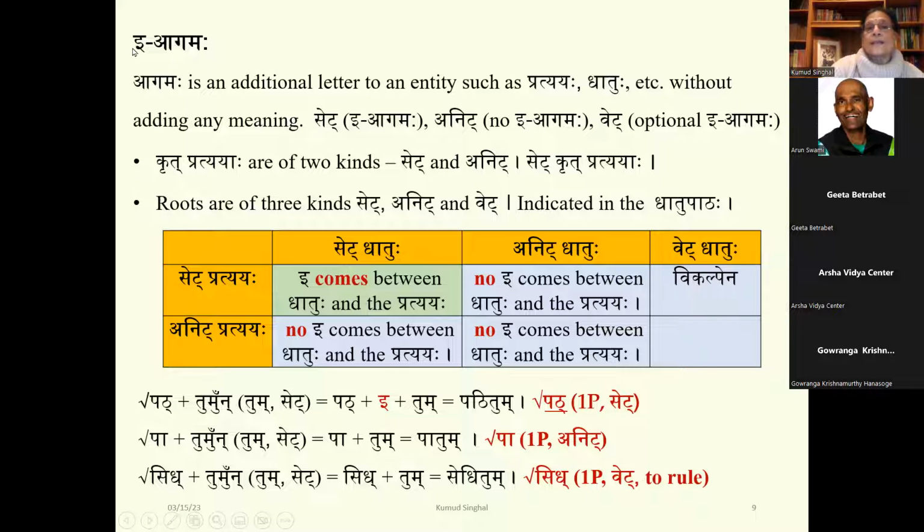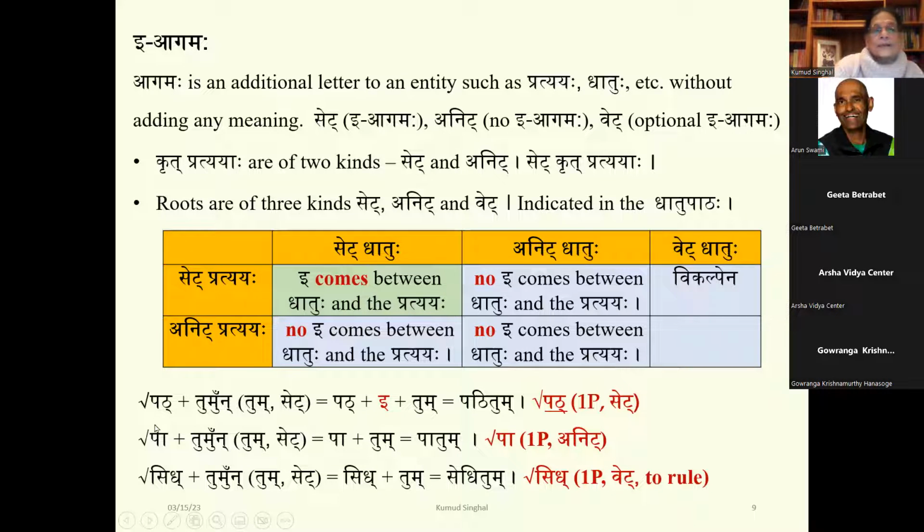So when will this additional e be added? It will be added only when the dhatu is set and the pratyaya is also set. If it is a set pratyaya but an anit dhatu, then in these cases, e will not be added between the root and the pratyayas. And vet means if it is optional.